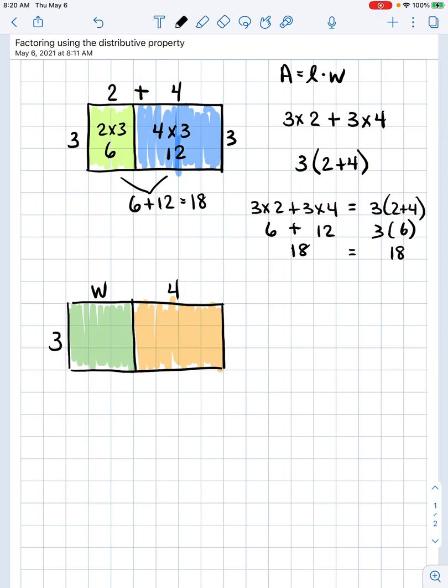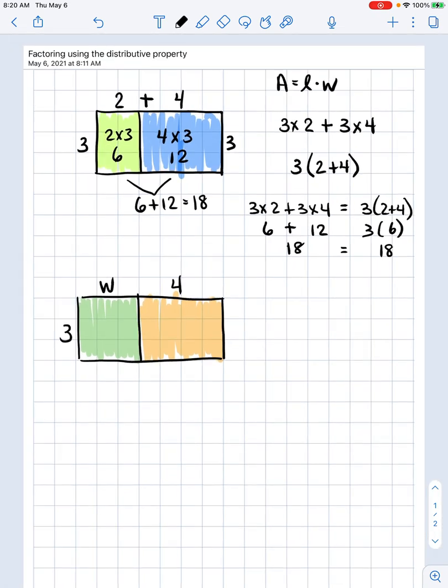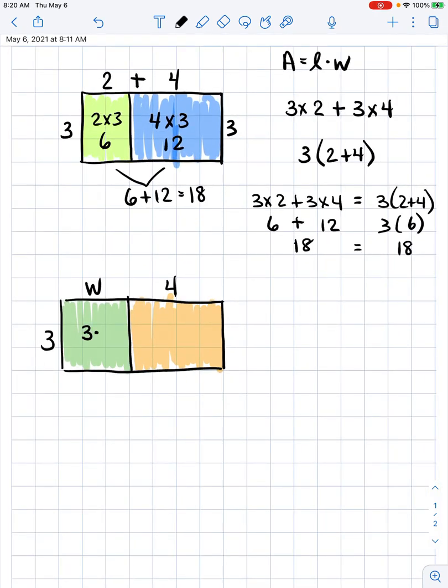Okay? So what we're going to have to do is write an algebraic expression instead of a numerical one, and we're not going to end up with an answer. Okay? So let's look at this. So the area of the green would be 3 times W, or 3W, right? And then the area of the orange would be 3 times 4, which would be 12. And I'm going to write that over here, and that would be 3 times W plus, because remember I'm adding the areas, 3 times 4.